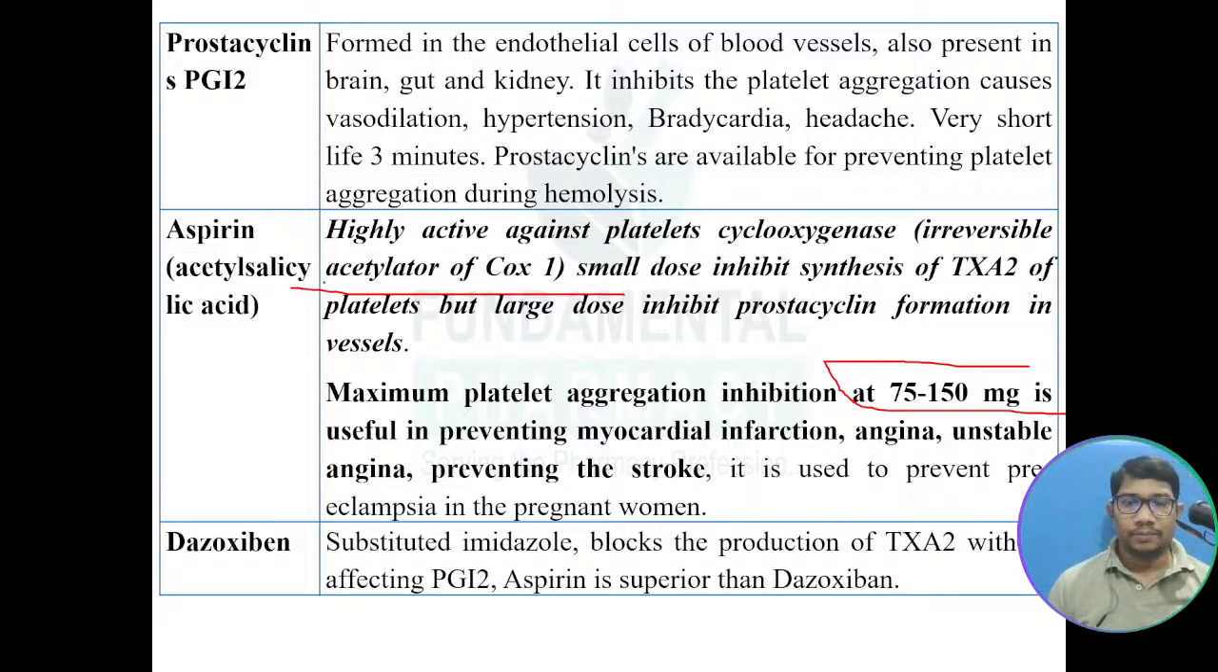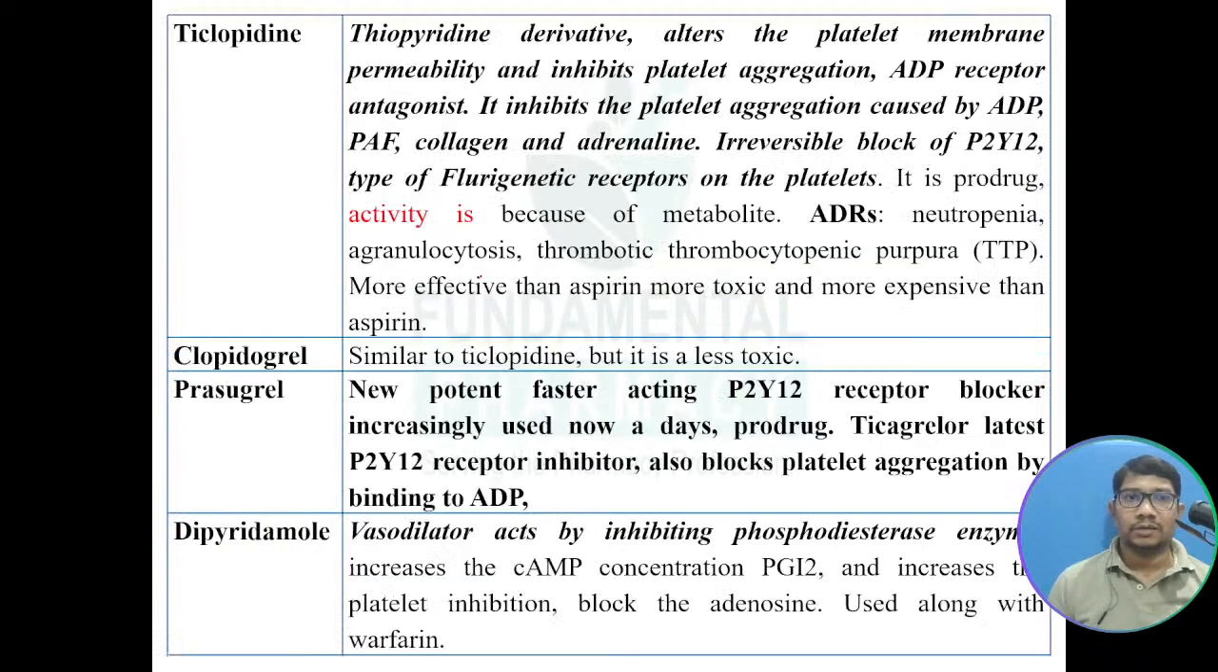Remember. Now the next drug is ticlopidine. Ticlopidine is a thienopyridine derivative that alters membrane permeability and inhibits platelet aggregation. The ADP receptors are present on the membrane of your platelets.